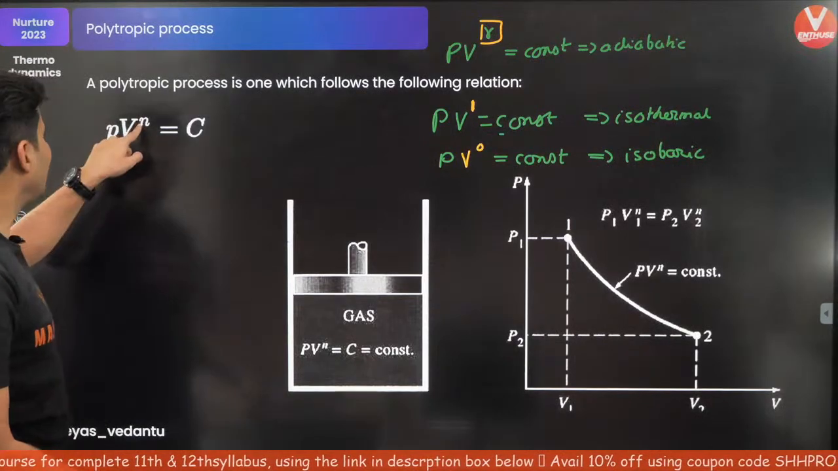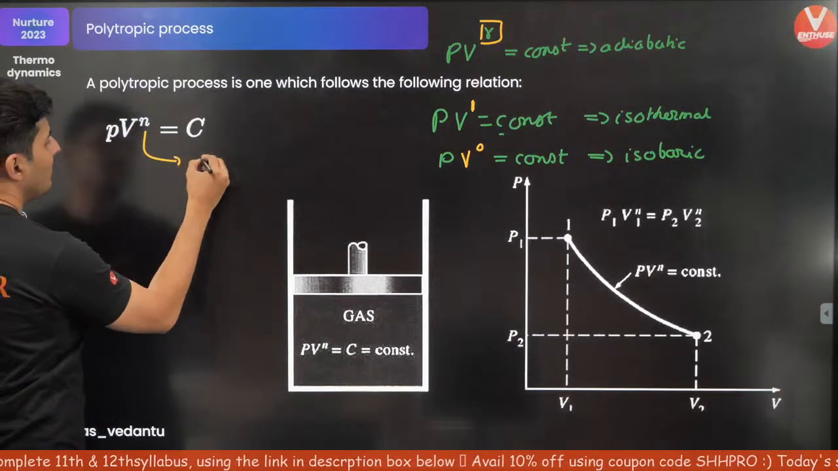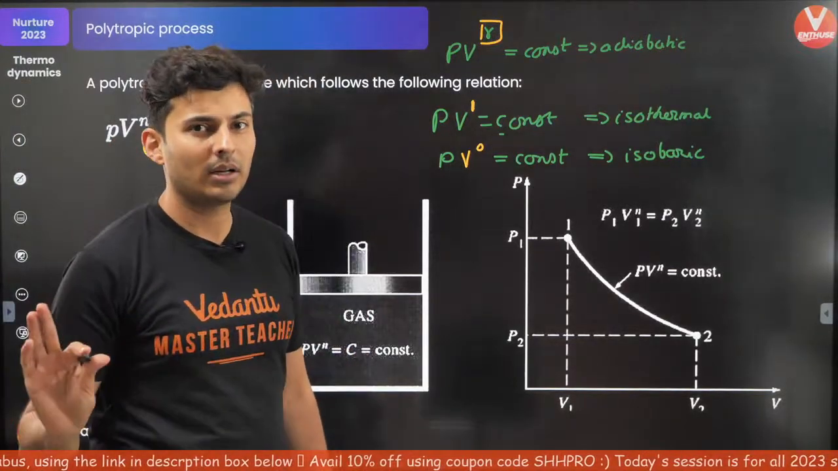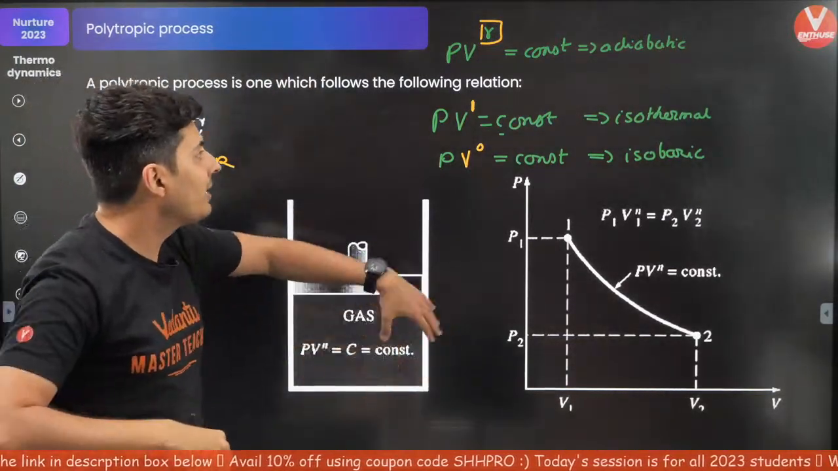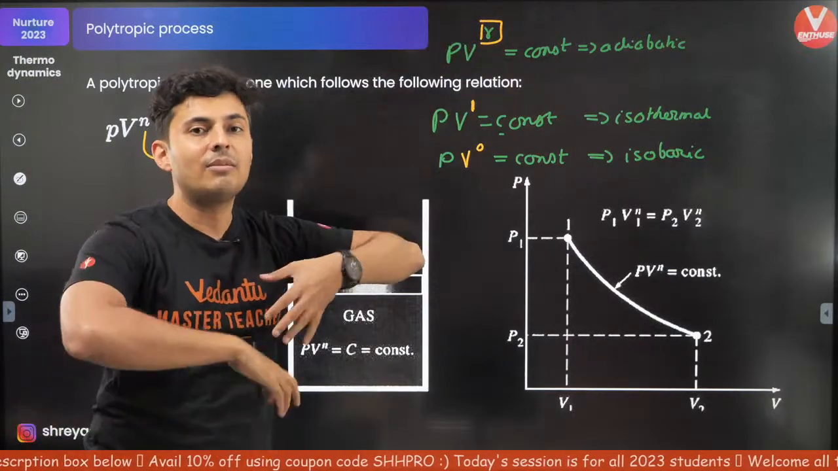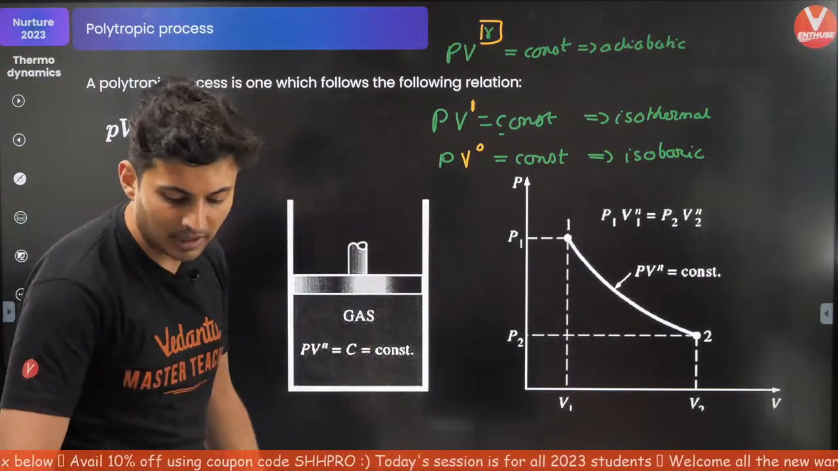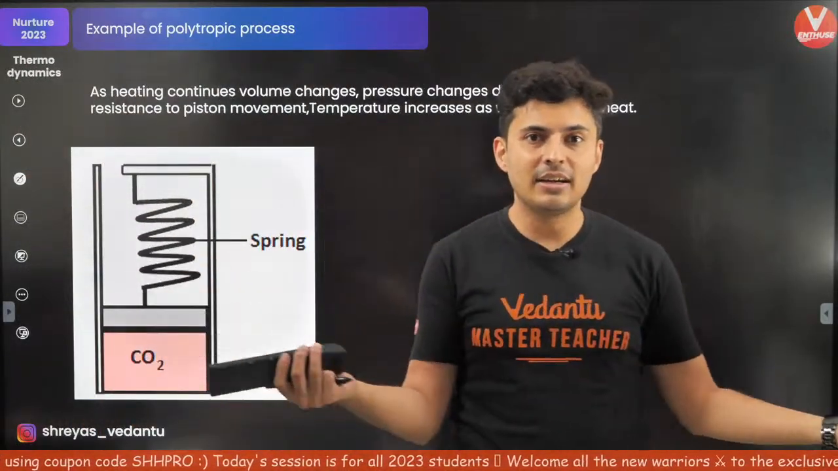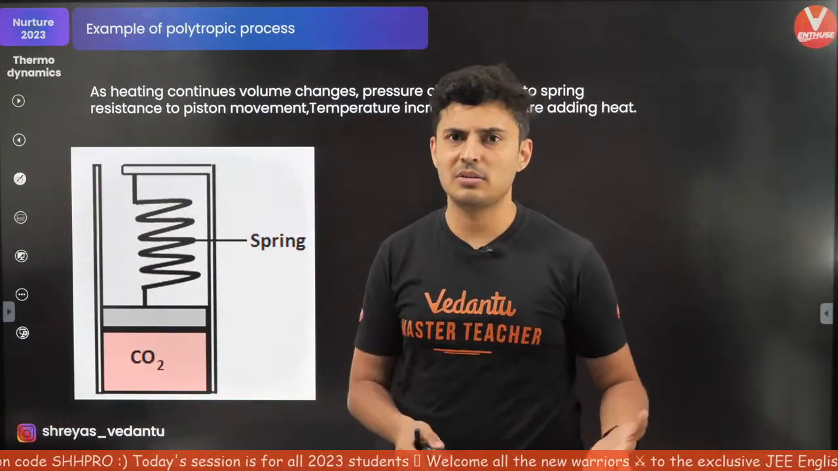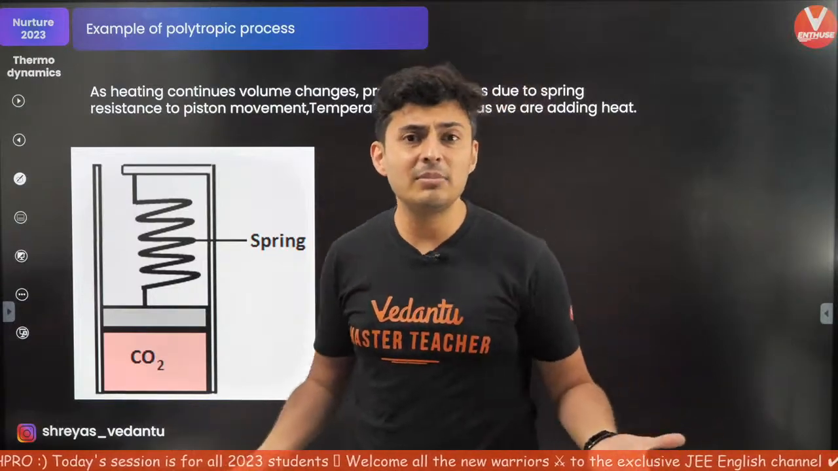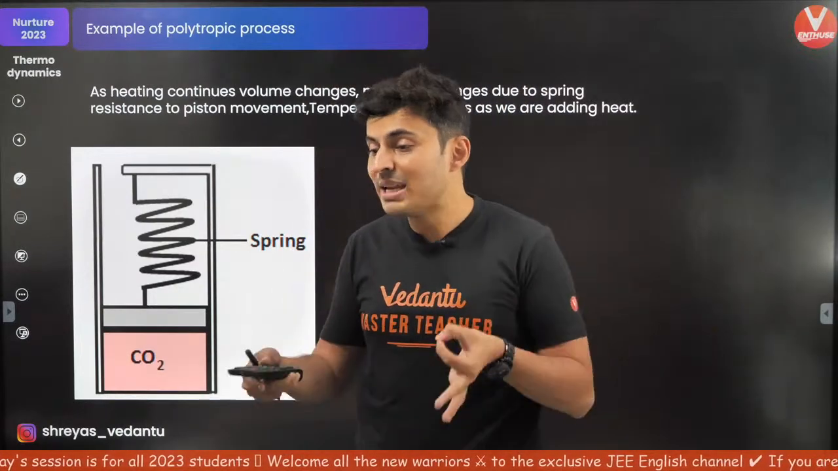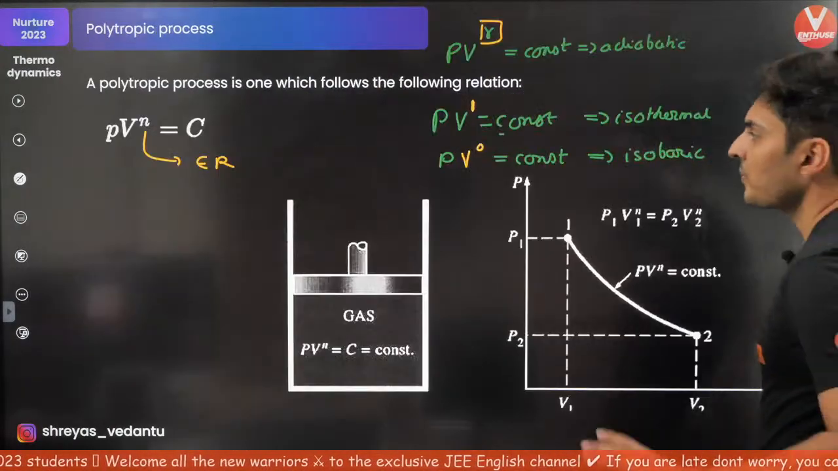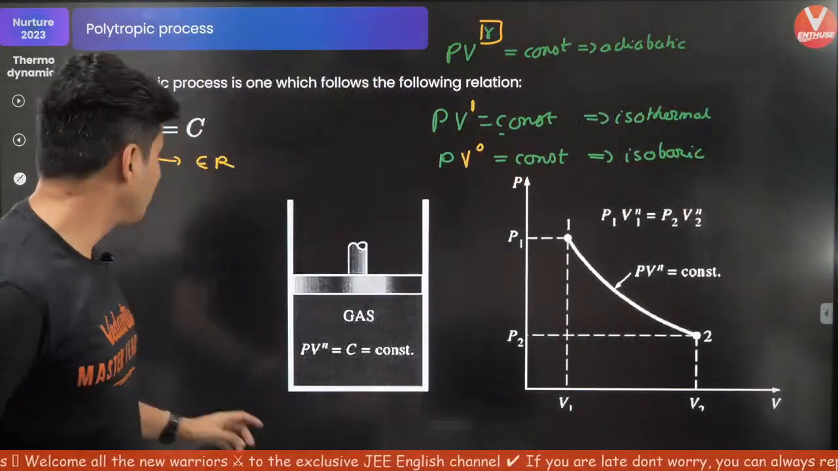In general, this n can belong to any real number. That kind of process is called polytropic. It could be even neither of these. It might be some weird process, some random thing like this. Spring is attached, gas is there, it is being heated. It's not isobaric, it's not isothermal, it's not adiabatic. It's some random thing, but it is following that law, PV raised to something is constant. That's polytropic.